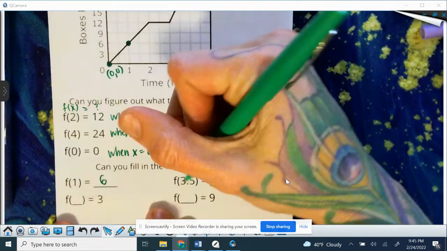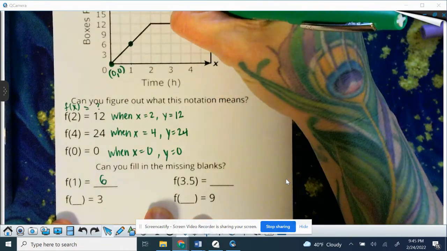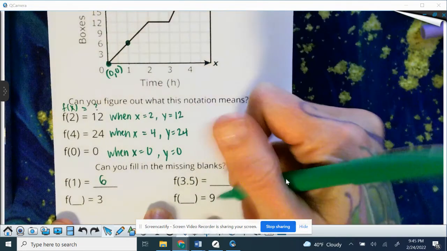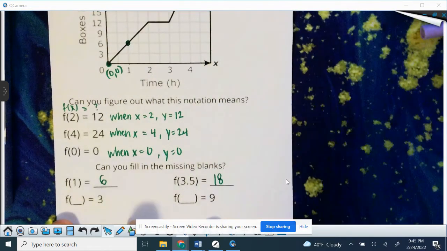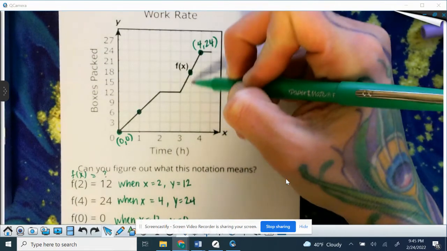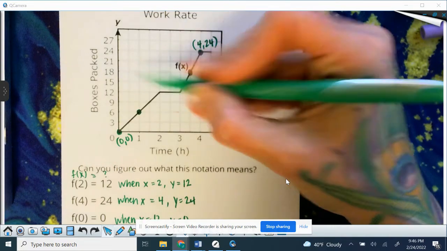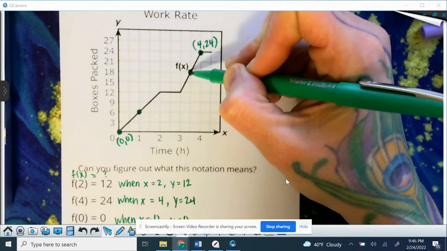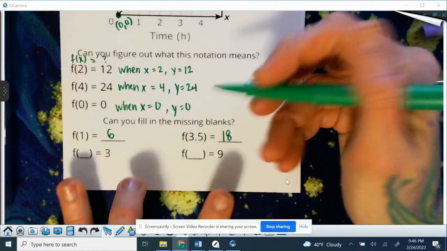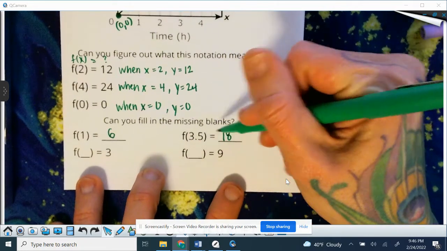And then at 3.5 hours, if we go to 3.5, there are 18 boxes packed. So the y value is 18, your output. So at 3.5, that's between 3 and 4, and then I'll look over, I see 18. So that coordinate is 3.5, 18 up there. And remember, f of 3.5, I'm saying when x is 3.5, what is y?